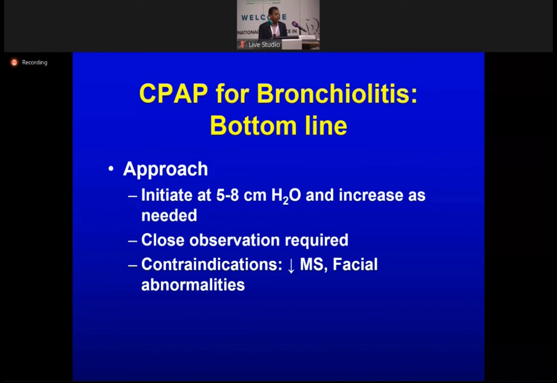Close observation is required for patients on CPAP. In our system, we would admit any patient on CPAP to the ICU, and we do not allow PO feeding for these patients.